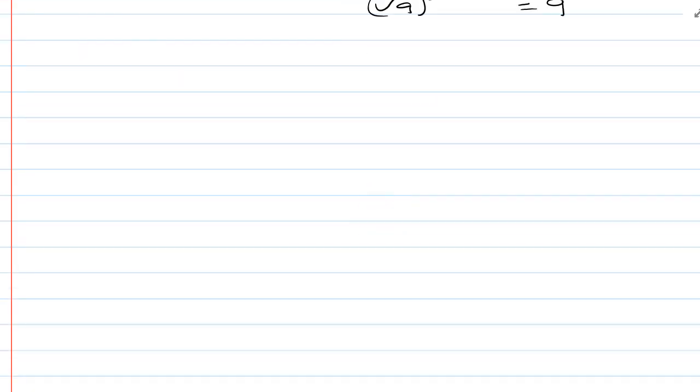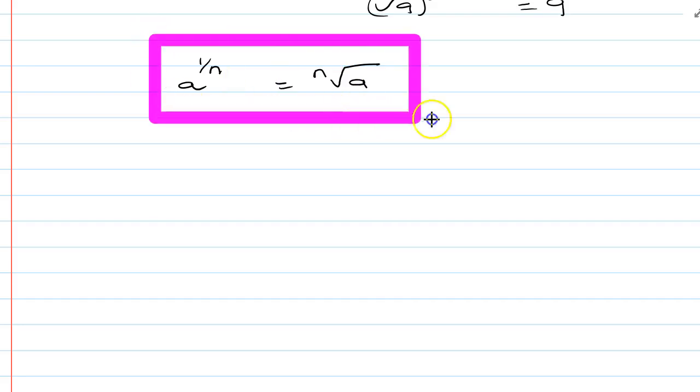So let's write this in a purple box. We can say that a base to a fraction, so this is to the power of a fraction, 1 over n for argument's sake, is the same as the nth root of a, where n is obviously the root. So put a purple box around it and let's write that down. So let's just use that a couple of times.